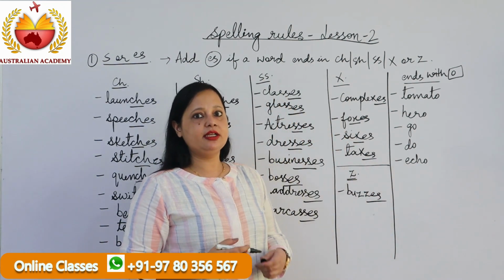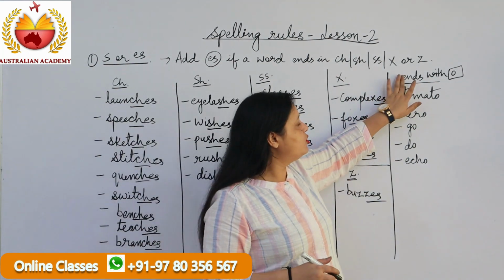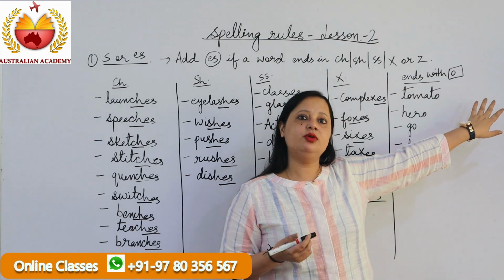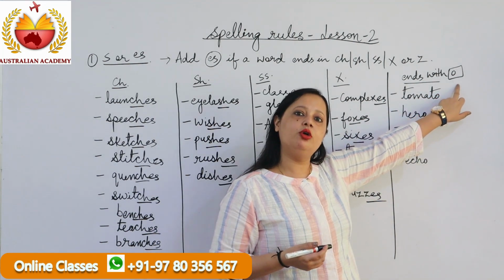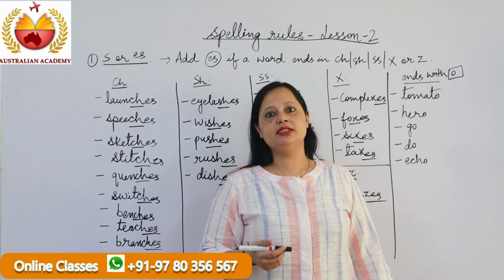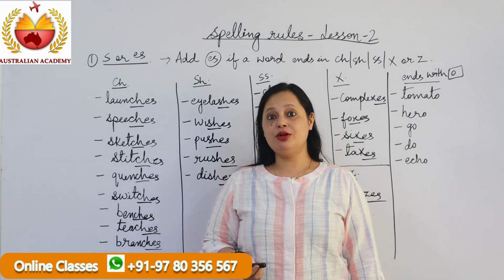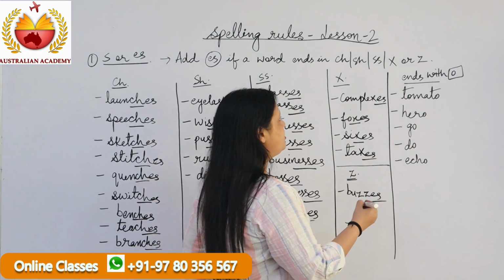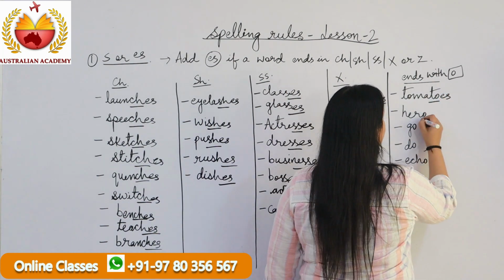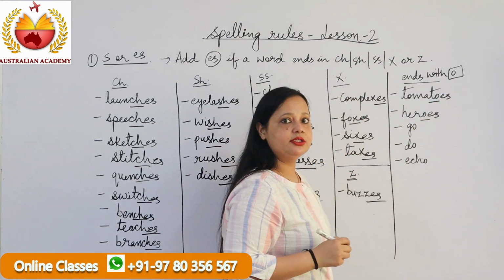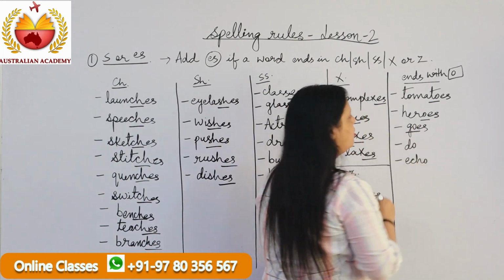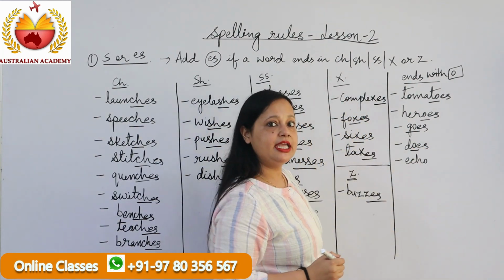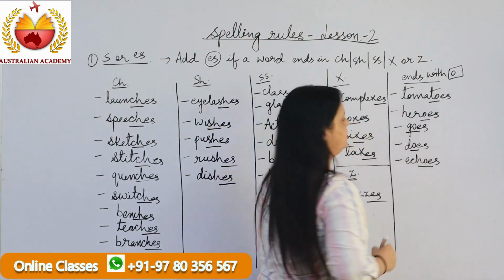Then there is another part, which is words that end with o. Whatever word comes to mind that ends with o, the majority of the time we use es. Whenever you get confused and do not know what to do, keep in mind to use es, don't use s. Tomato becomes tomatoes. Hero becomes heroes. When you say go, it becomes goes. When you say do, it becomes does. When you say echo, it becomes echoes.